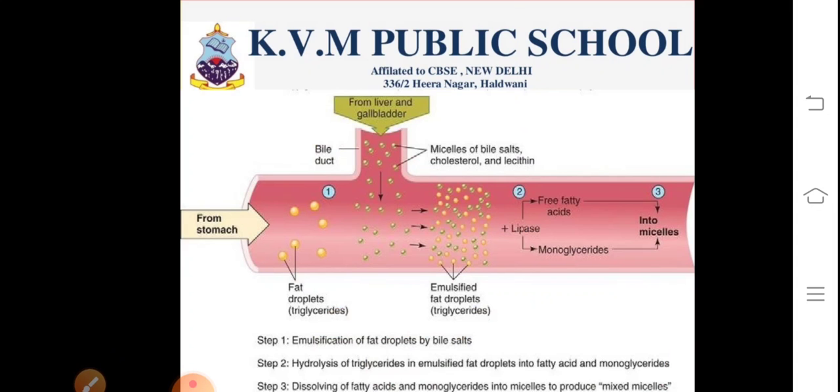So in the pictorial view, it is depicted the step 1 which is taking place, that is emulsification of fats. Finally, the next step is hydrolysis of triglycerides. Finally, the dissolution of fatty acids and monoglycerides into micelles so as to produce mixed micelles. Thus, the stomach carries out the function of digestion of food, which is not complete as of yet.